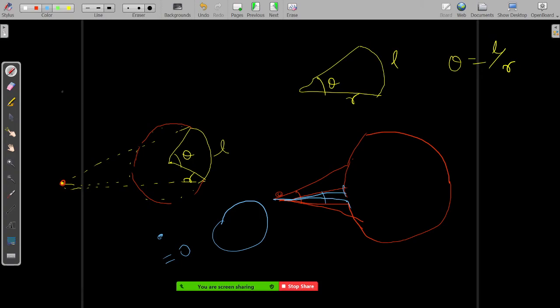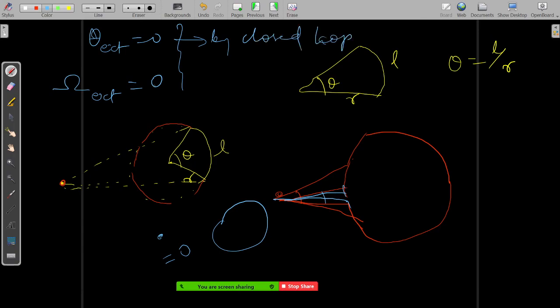So similarly, the solid angle at an external point is equal to 0. This theta also at an external point will be equal to 0 by a closed loop. This is by a closed surface. So the solid angle subtended by a closed surface at an external point outside the surface will be equal to 0. Understood, no?